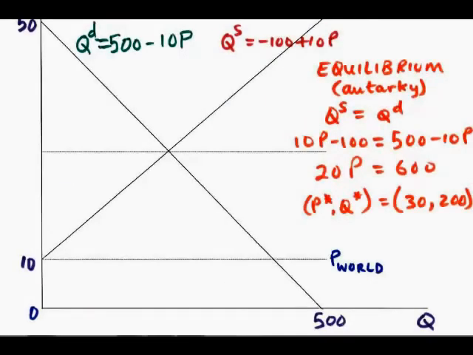Because the free trade price is $10, we first need to calculate the domestic autarky or no trade price. We need to calculate the price at which demand is equal to supply. So if you set QD equals QS, you will have 500 minus 10p equals minus 100 plus 10p, which gives us 20p equals 600, so p equals 30.